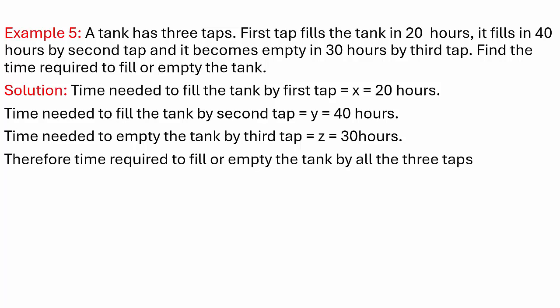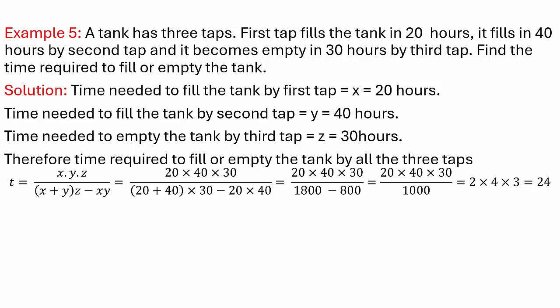Therefore, the time required to fill or empty the tank by all the 3 taps is T equal to X into Y into Z divided by X plus Y into Z minus X into Y, equal to 20 multiplied by 40 multiplied by 30 divided by 20 plus 40 multiplied by 30 minus 20 into 40, which is 20 multiplied by 40 multiplied by 30 divided by 1800 minus 800, which is 20 into 40 into 30 divided by 1000, which is nothing but 2 multiplied by 4 multiplied by 3 is equal to 24. As the sign is a plus, the tank fills. So the tank will fill in 24 hours.